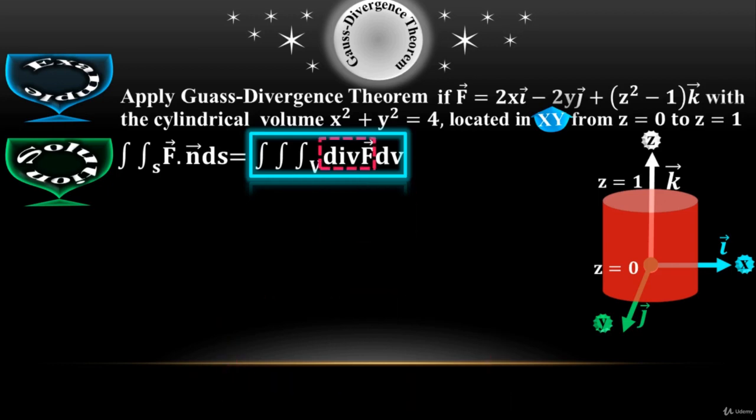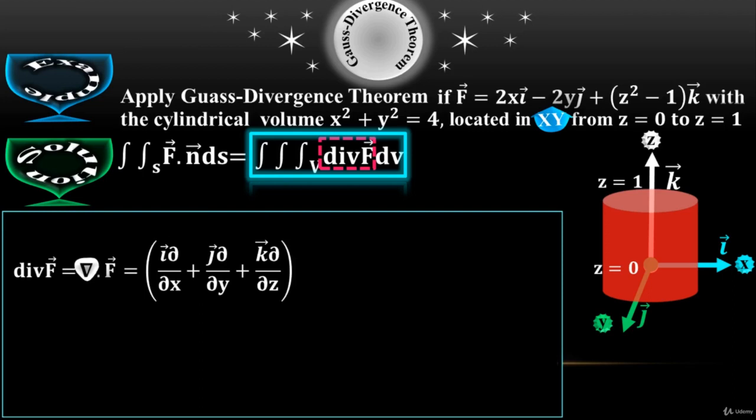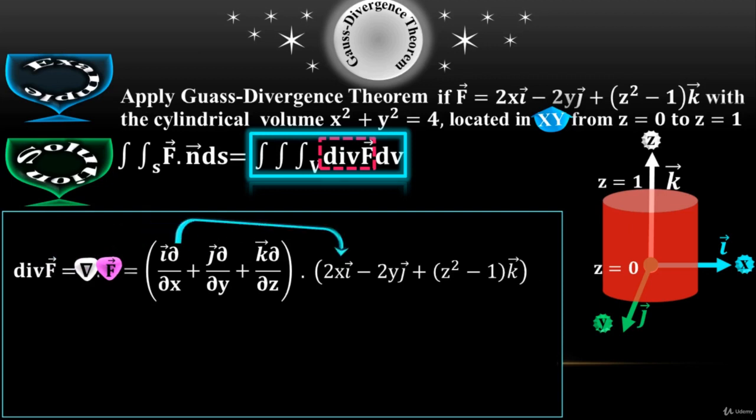So the first thing that I'm going to do here is to find the divergence, where divergence equals the dot product of del and f. Del is i partial over partial x plus j partial over partial y plus k partial over partial z. And the dot product with f, which is 2xi minus 2yj plus (z square minus 1) k. When I take the dot product between these two, i times i equals 1. Similarly, j times j equals 1, k times k equals 1.